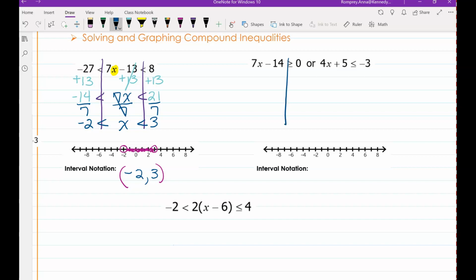So 7x minus 14 is greater than or equal to 0. Okay, so let's go ahead and start there. 7 times x minus 14, so I'm going to add 14. So 7x is greater than or equal to 14, and then I'm going to divide by 7. So x is greater than or equal to 2. All right. This is just part of our solution, because remember it says or. So let's solve the other inequality.